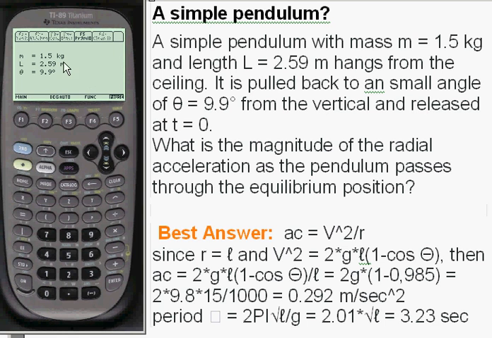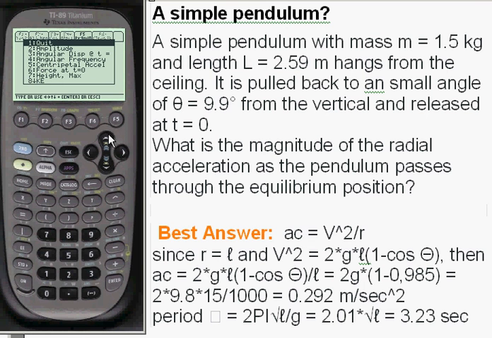Now I show you what you've entered, okay, here. You can check it and change it if you want. Now how simple is this, okay? So now you say okay, and now they're asking for radial acceleration, so we have to scroll down. Now notice when you got an arrow here, that means there's more in the menu. So we're going to scroll down.